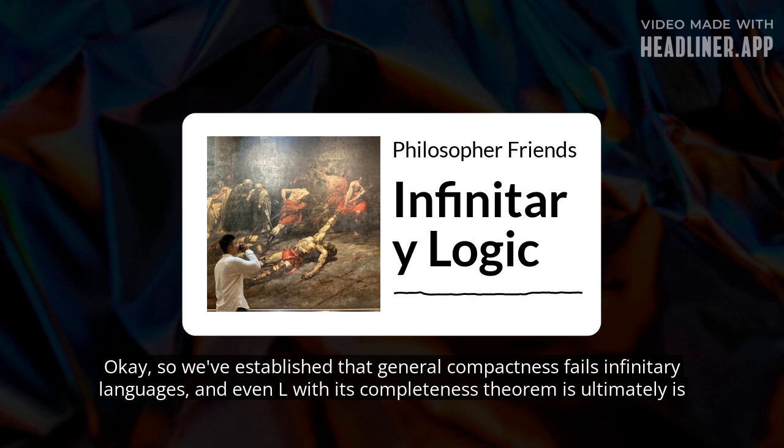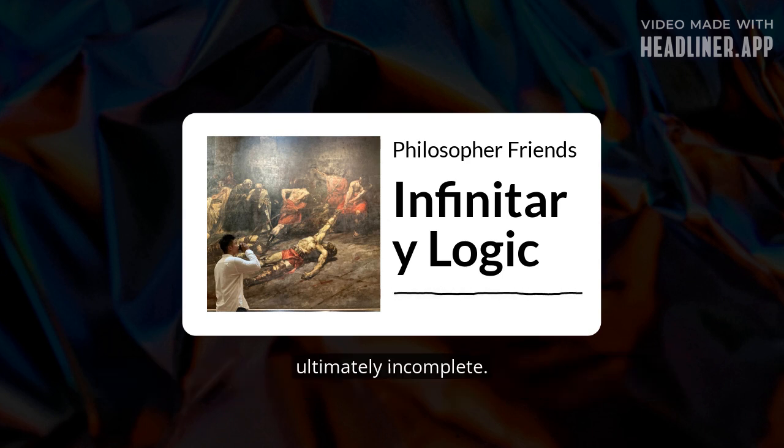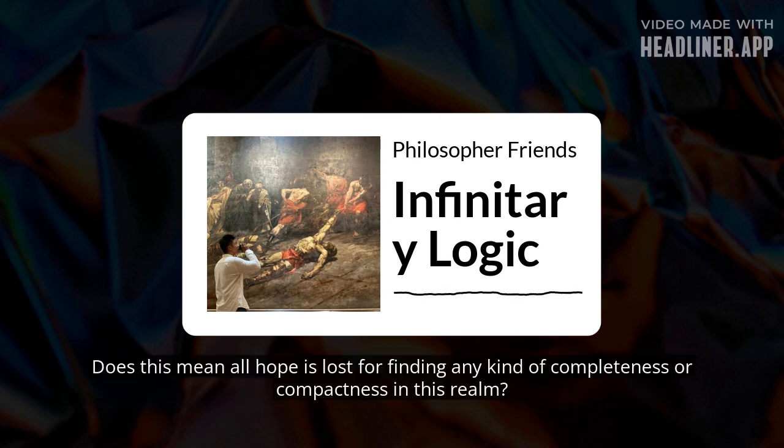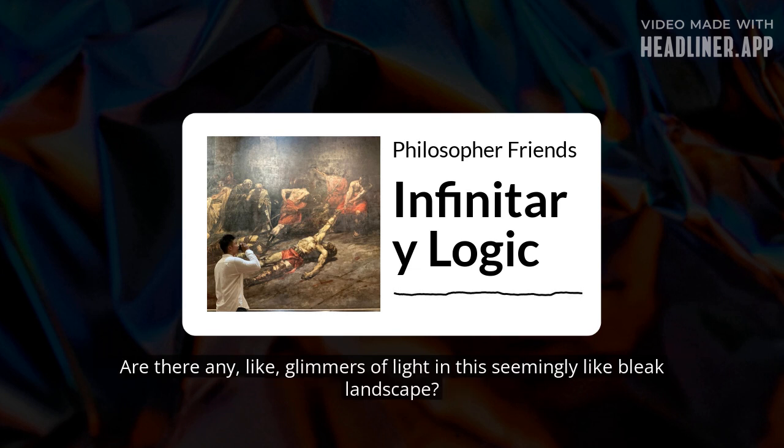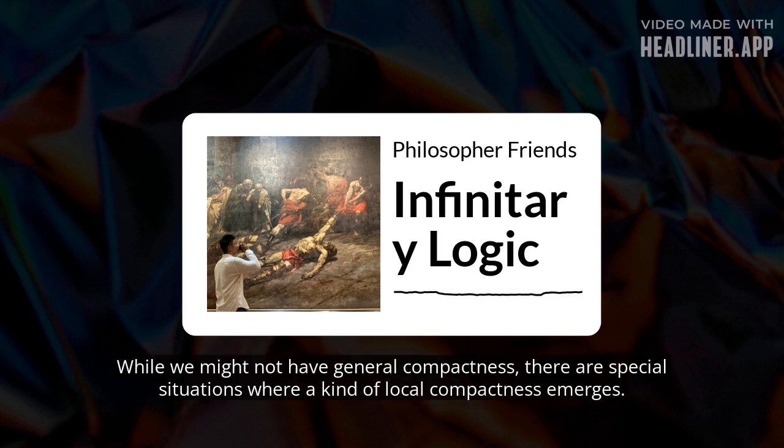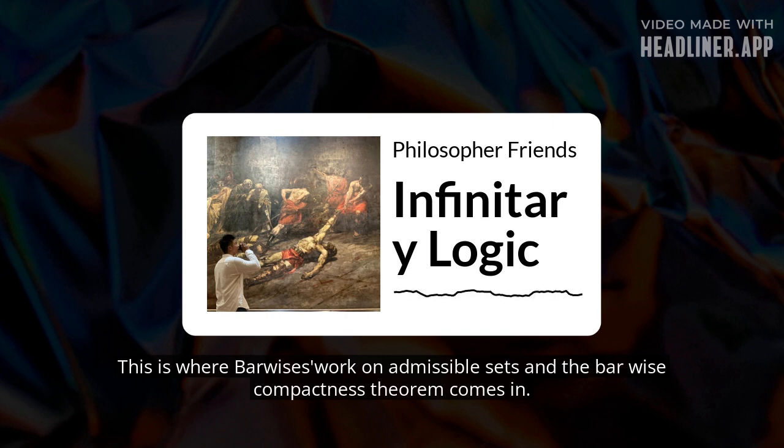Okay, so we've established that general compactness fails in infinitary languages, and even L with its completeness theorem is ultimately incomplete. Does this mean all hope is lost for finding any kind of completeness or compactness in this realm? Are there any glimmers of light in this seemingly bleak landscape? There's always hope. While we might not have general compactness, there are special situations where a kind of local compactness emerges. This is where Barwise's work on admissible sets and the Barwise compactness theorem comes in.